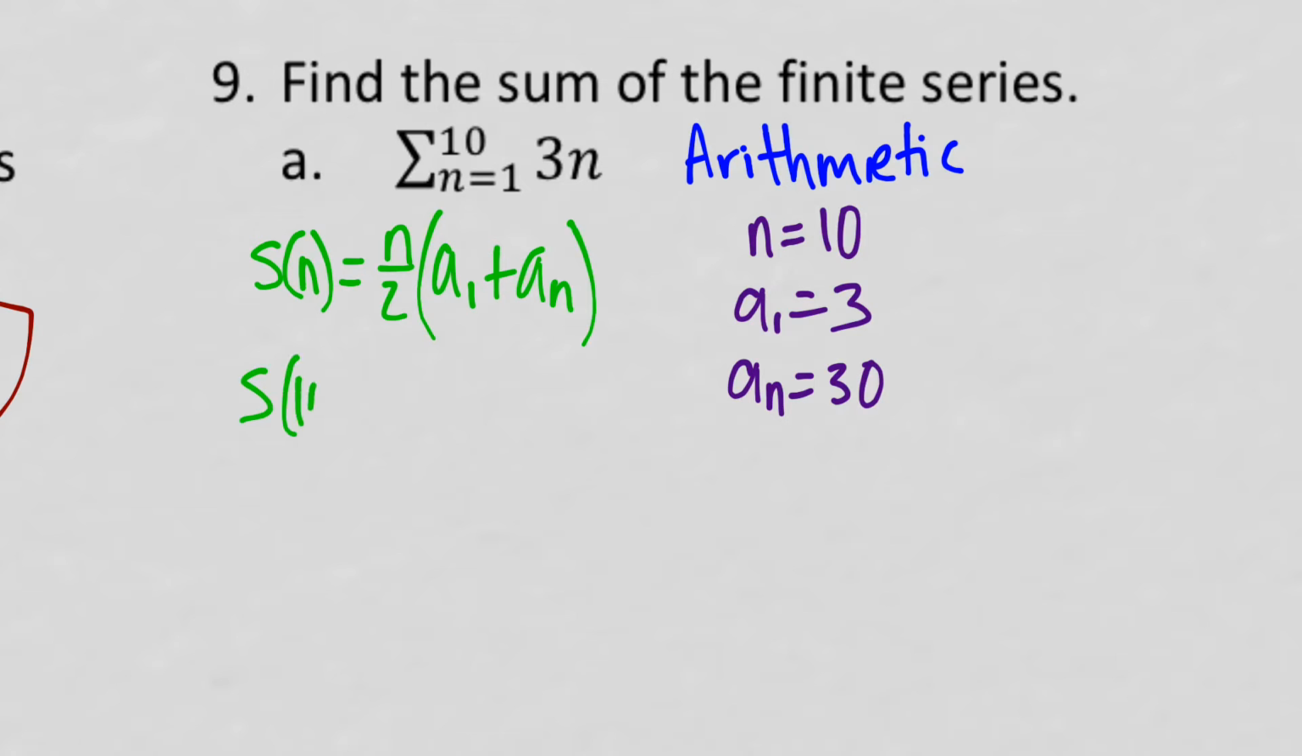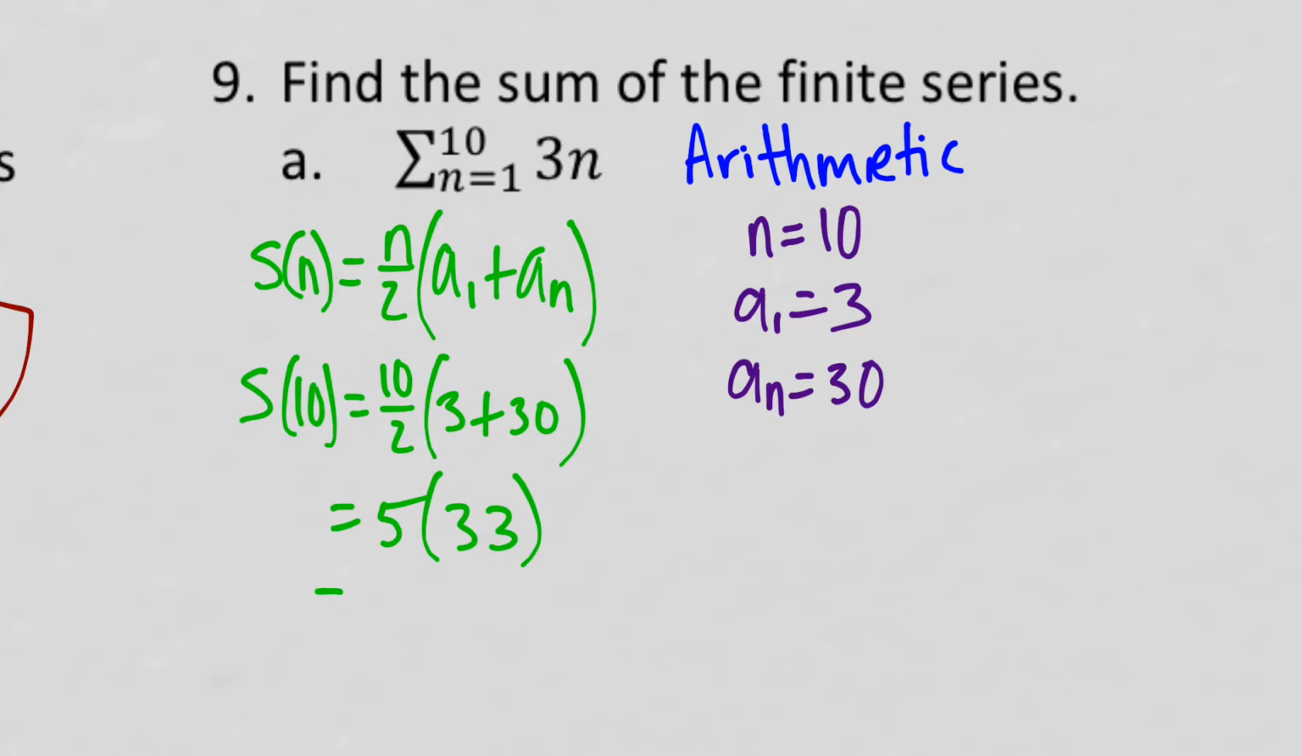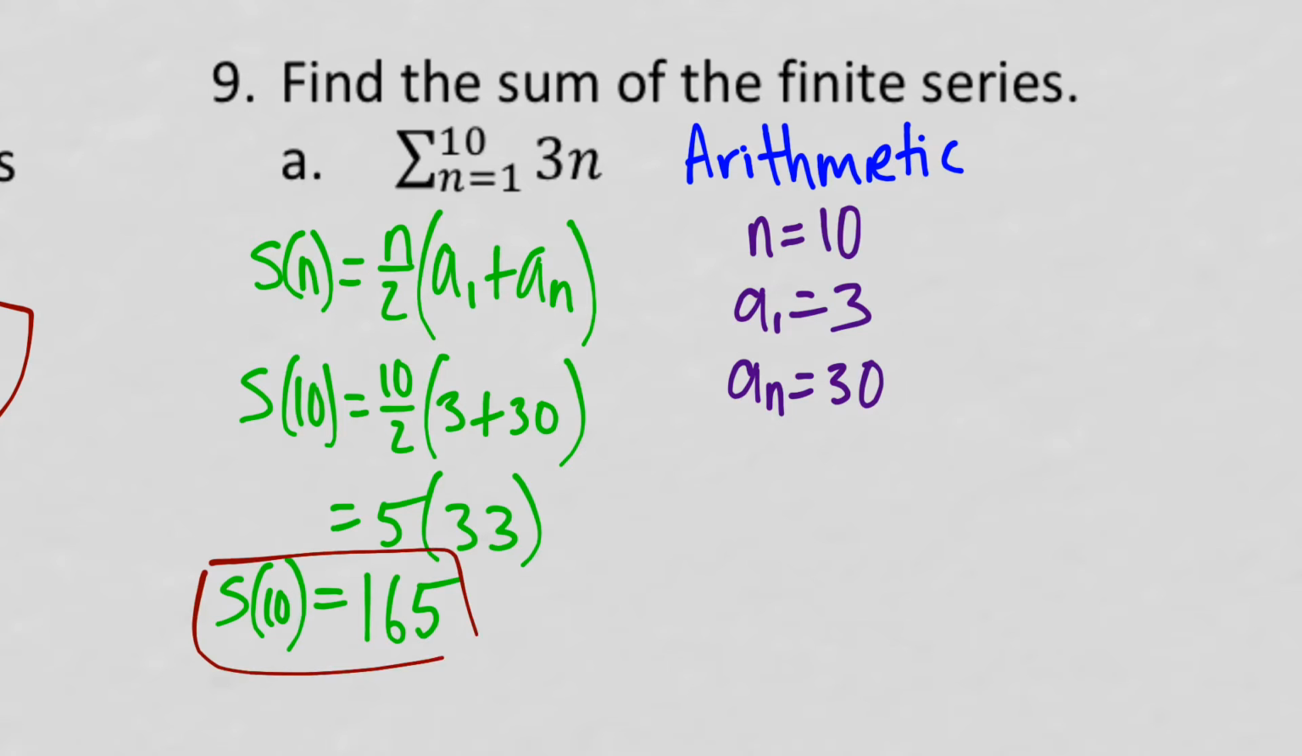S of 10 is equal to 10 over 2 times (3 plus 30), equals 5 times 33. So that equals 165. There you go. The sum of these 10 terms is 165.